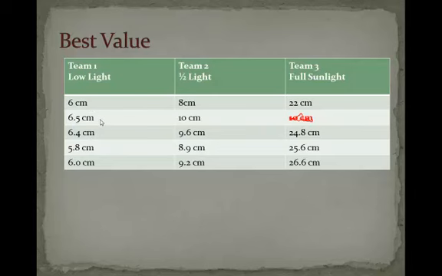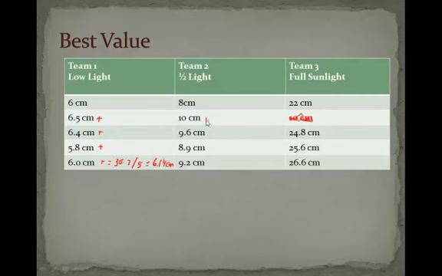So I'm going to first add them all together. I'm going to take 6 plus 6.5 plus 6.4 plus 5.8 plus 6. If I added all those up, I would get a total of 30.7 centimeters, and then I want to divide that by my 5 data points, and that gives me a best value of 6.14 centimeters.